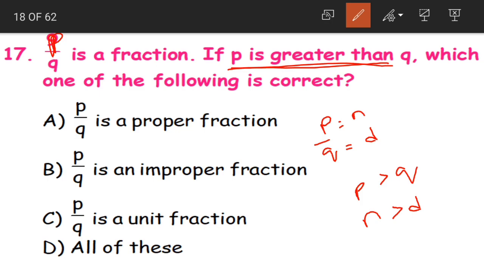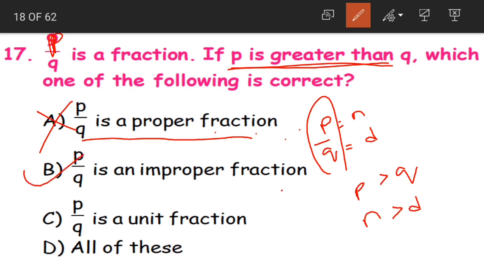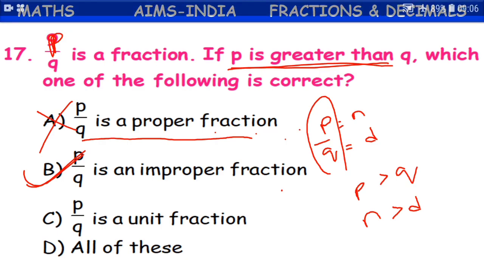So what does that make our P by Q? Is P by Q a proper fraction? No. P by Q is not a proper fraction. P by Q is an improper fraction. Yes, option B, P by Q is an improper fraction, becomes our correct answer. The numerator is greater than the denominator, so it is an improper fraction.